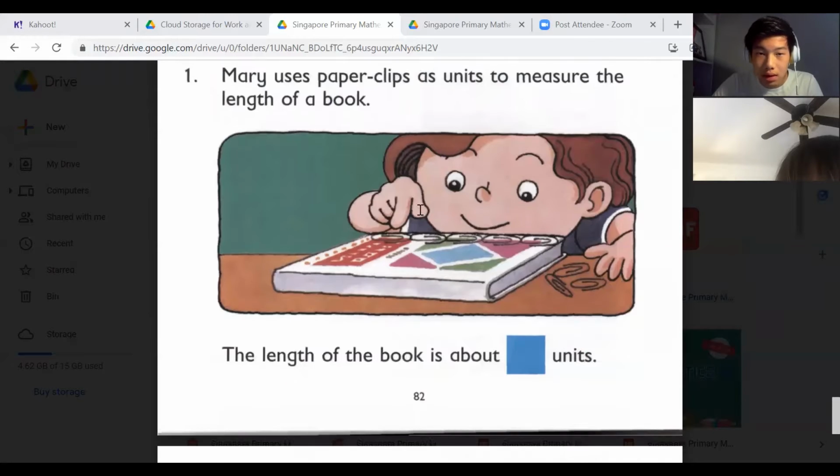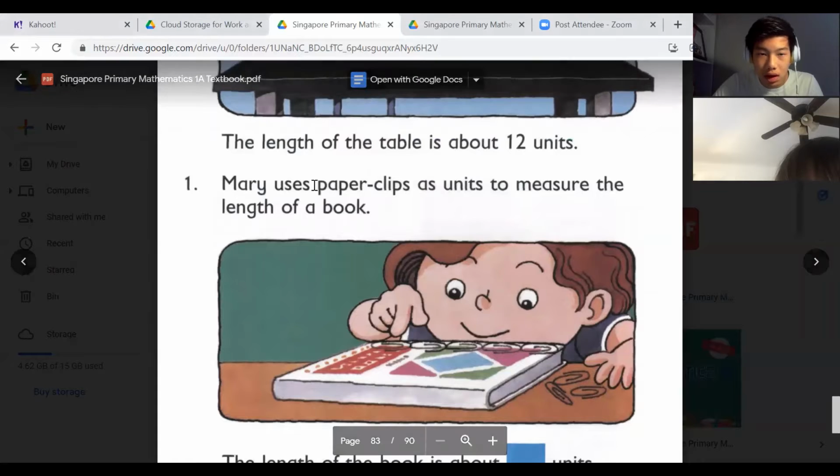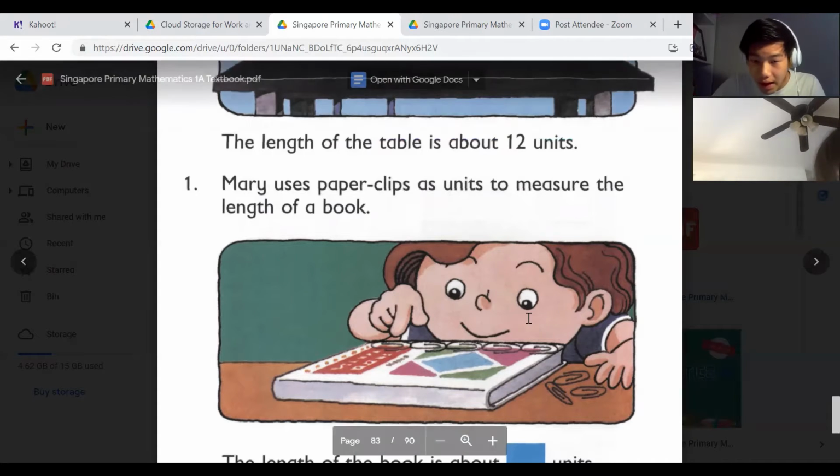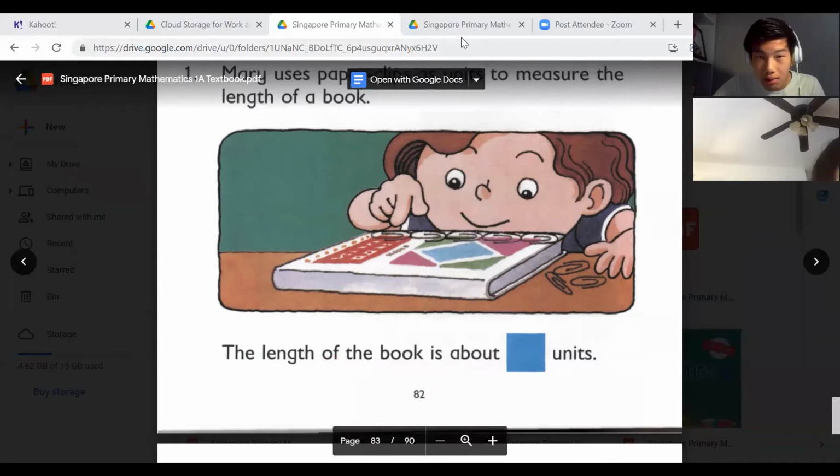Okay, so here we have a similar situation. So Mary is using a bunch of paper clips to measure how long the book is. And if we look at the paper clips and say that each paper clip is 1 unit, then we're going to have 1, 2, 3, 4, and 5. We're going to have 5 paper clips. So we can say that the book is about 5 units long. The 5 units being 5 paper clips.